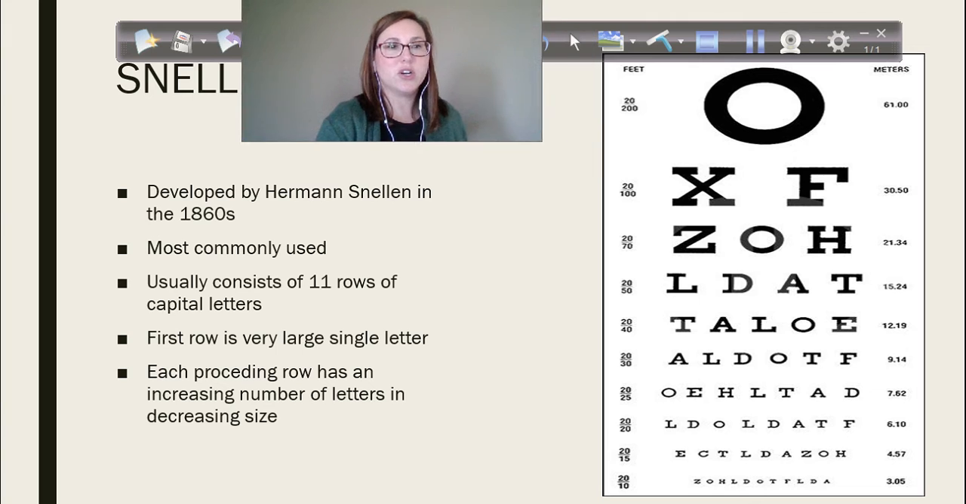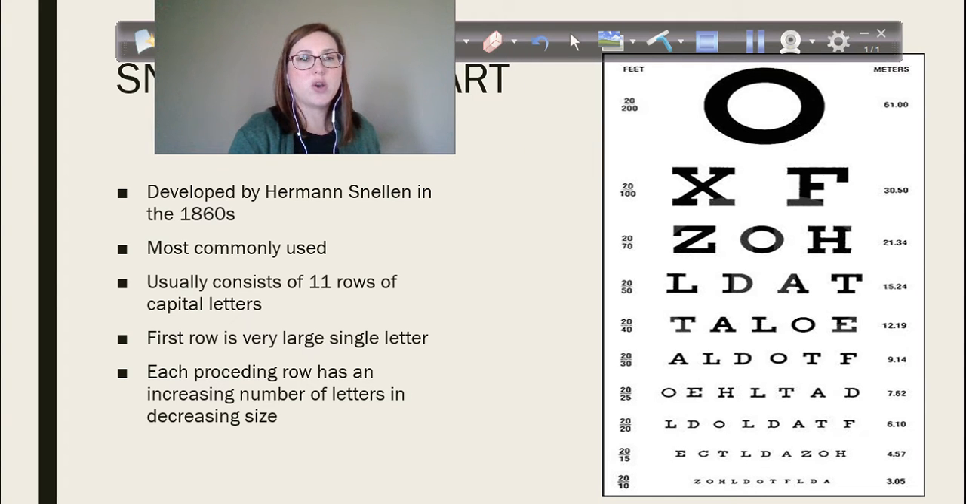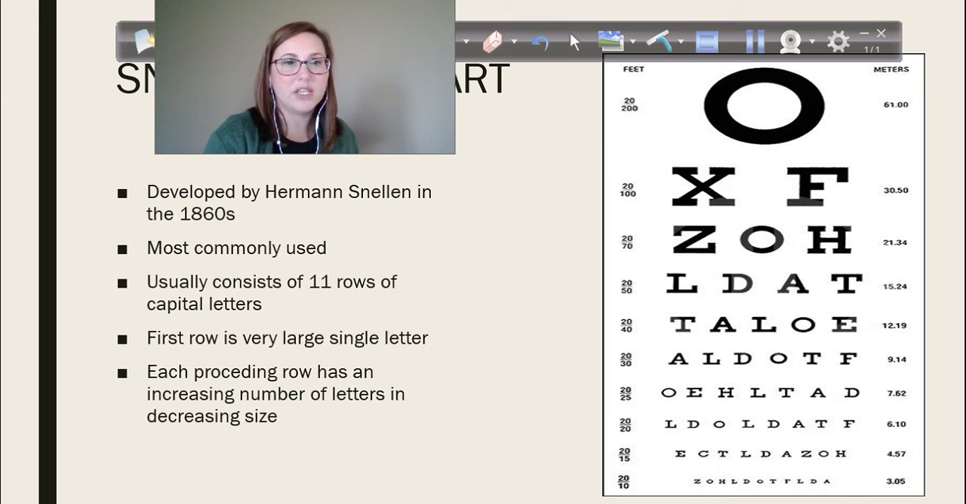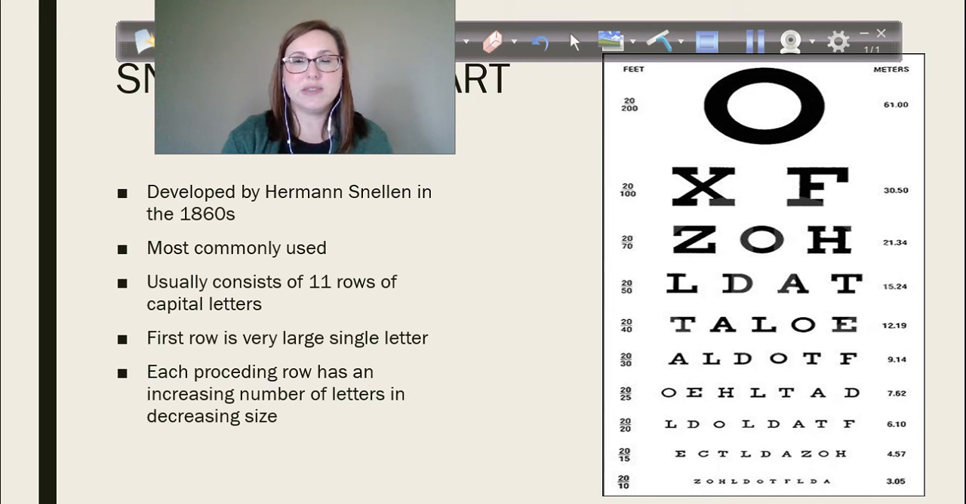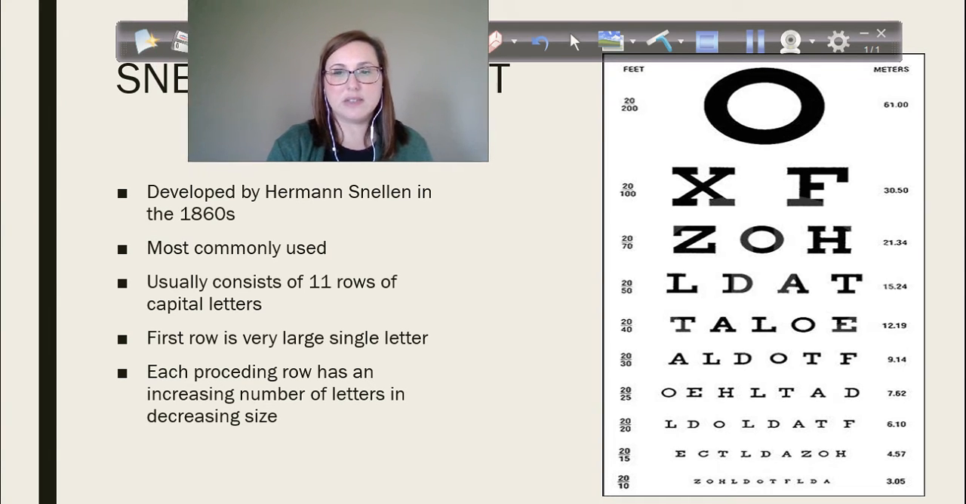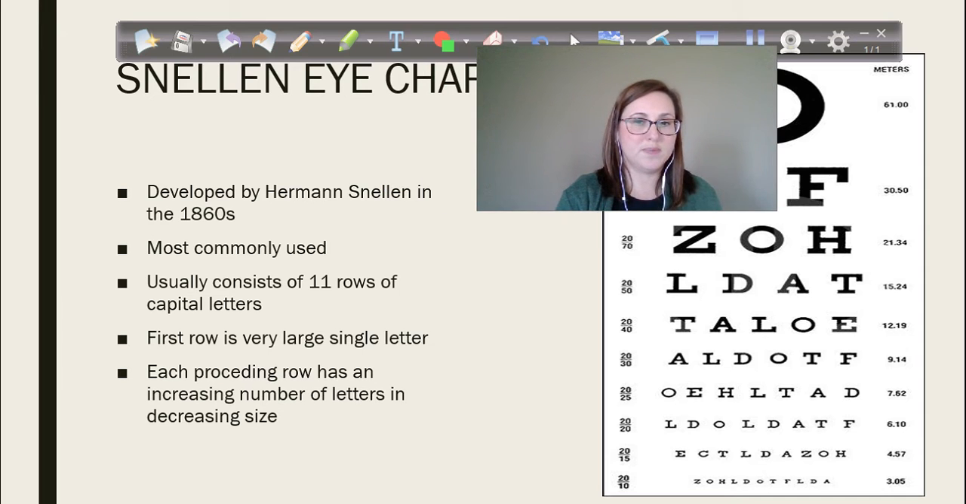The Snellen eye chart was developed by Hermann Snellen in the 1860s, and it's the most commonly used. It usually consists of 11 rows of capital letters. You can see that here on the right side of your screen. The first row is one very large letter, just a single letter, and then each row has an increasing number of letters, and they decrease in size as you move through the chart.